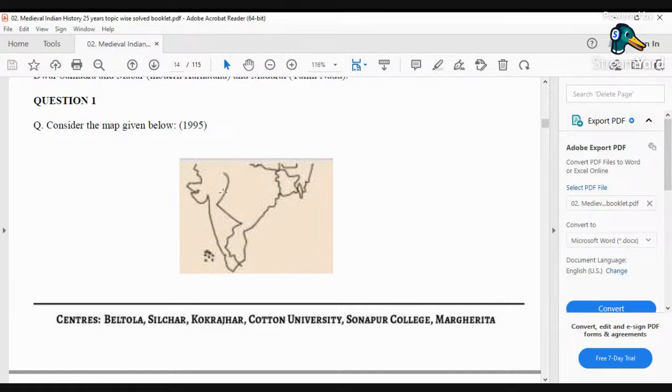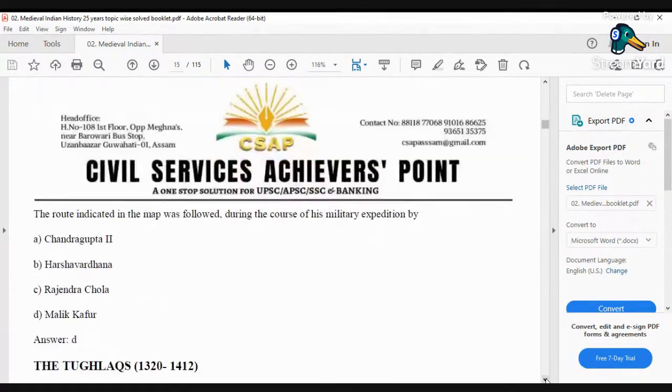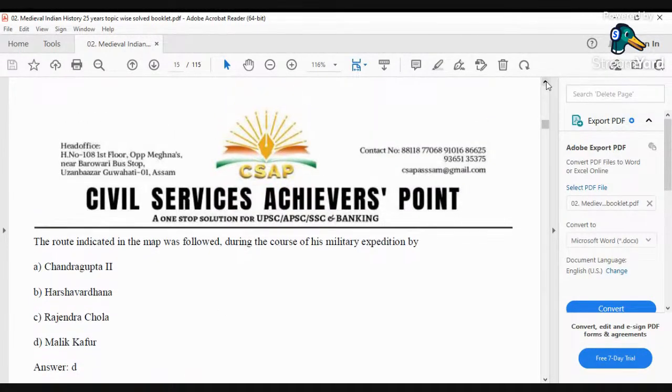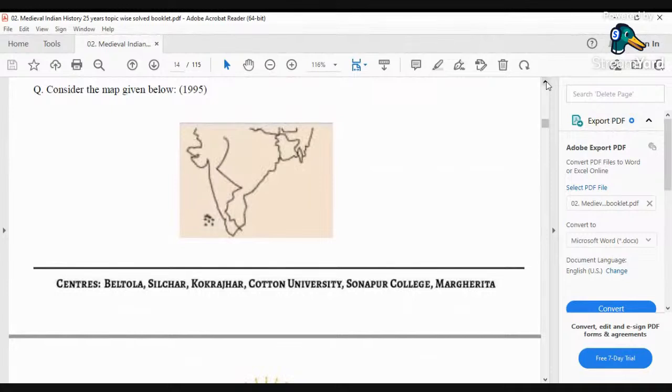So here, the line which has been shown here starts from North India. So Rajendra Chola also cannot be the right answer. And the right answer in this case would be Malik Kafur. Now, who was Malik Kafur? Malik Kafur was the army general of Alauddin Khilji.